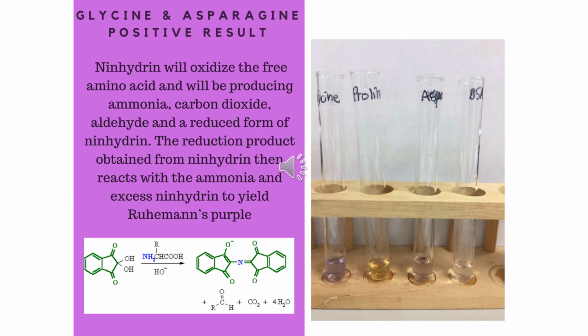For our experiment, glycine and asparagine give rise to positive results. The Ninhydrin oxidizing agent will oxidize the free amino acid, producing ammonia, carbon dioxide, aldehyde, and a reduced form of Ninhydrin. The reduction product obtained from Ninhydrin then reacts with the ammonia and excess Ninhydrin to yield Ruhemann's purple.